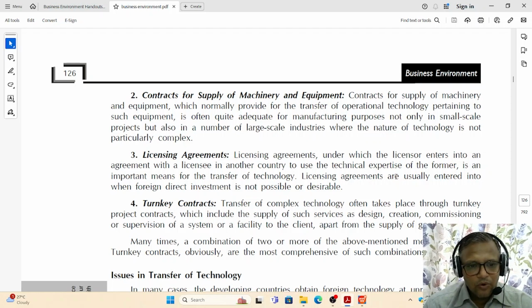So, what are turnkey projects? Turnkey projects are basically short-term or small projects which are taken up, which include the supply of such services as designing of the project, creation of it, commissioning of some project, supervision or control of the project, or creating some facility for some clients, or even logistics, supply management, or supply of any intermediary elements. These are all examples of turnkey projects.